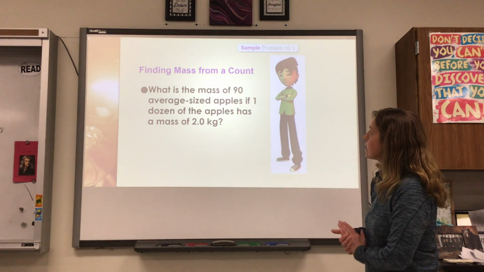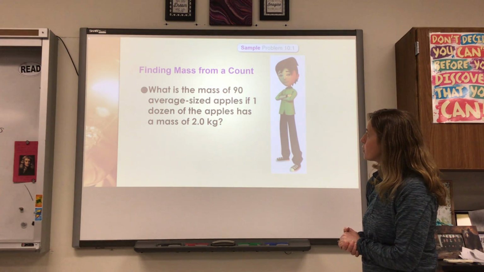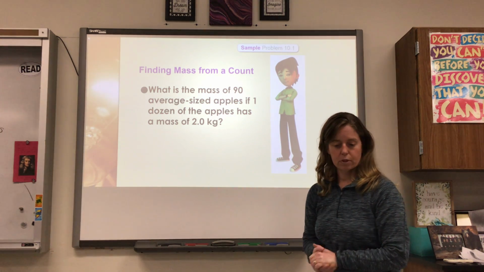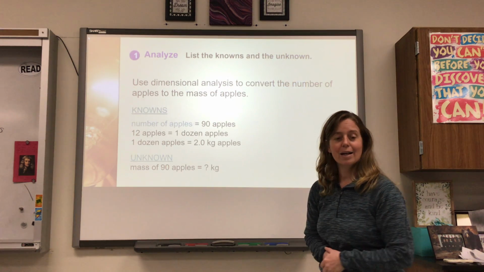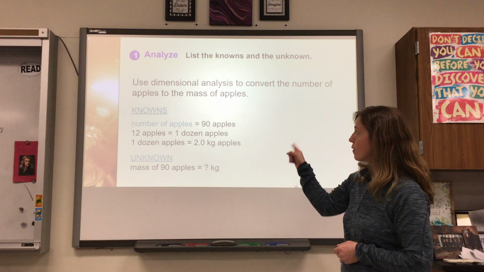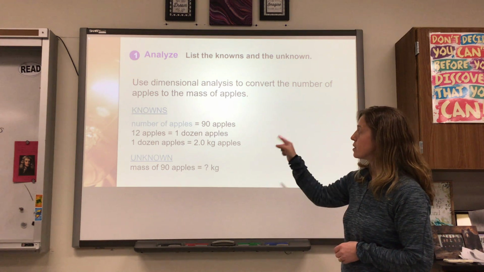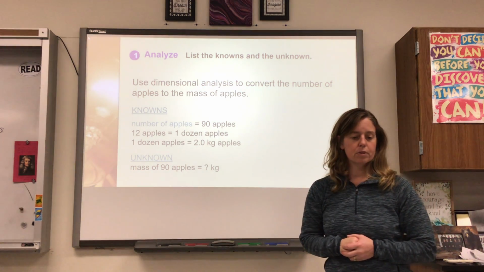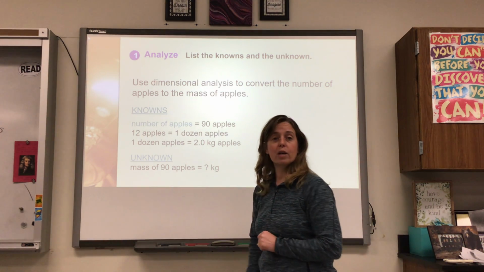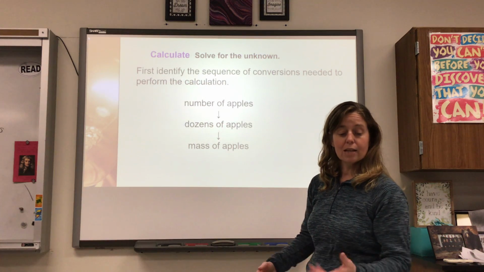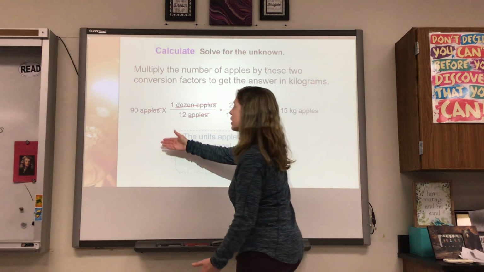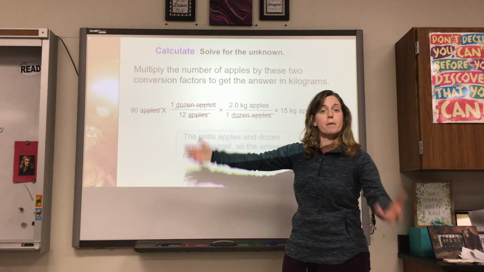What is the mass of 90 average size apples if 1 dozen apples has a mass of 2 kilograms? They're looking for 90. So we know the number of apples is 90 apples. We know that there are 12 apples in a dozen, and that a dozen apples equals 2 kilograms. What we're looking for is how many kilograms those 90 apples are. So let's set it up in a conversion. Remember, you always start a conversion with the number they give you in the problem.